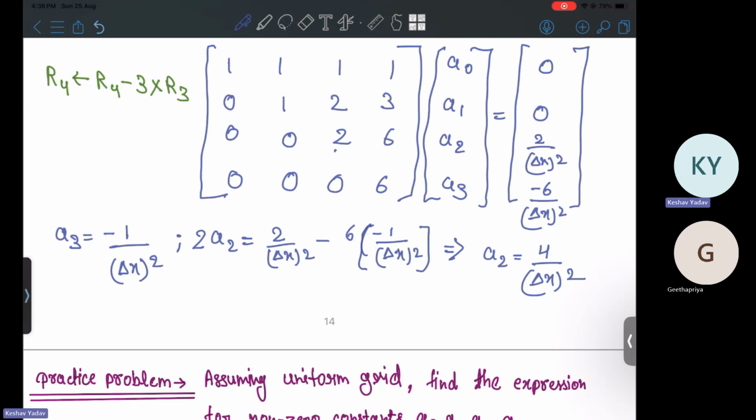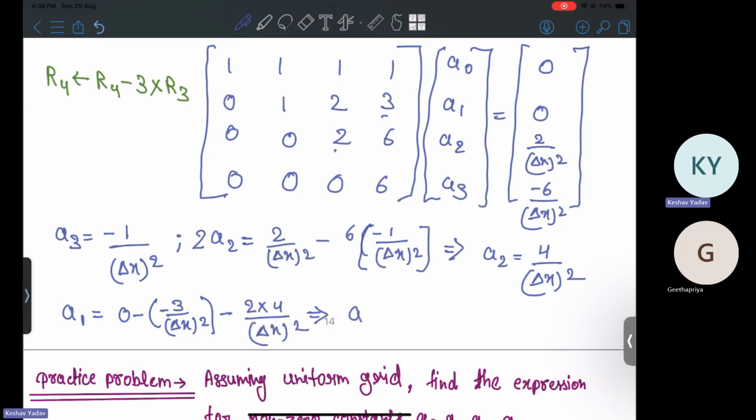Okay, fine. Now I want to find what? A1. A1 will be equal to what? 0 minus this 3 times minus 1 by delta x square from A3, and minus 2 multiplied by 4 by delta x square. That will lead to A1 being equal to, from here, this will become positive, this will become negative, minus 5 upon delta x square. Okay, this will come minus 5 upon delta x square.